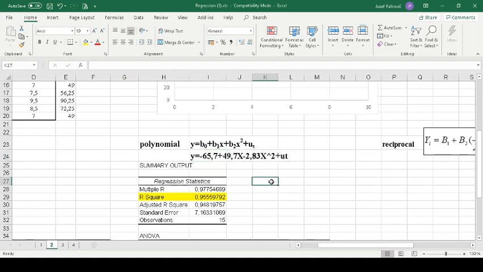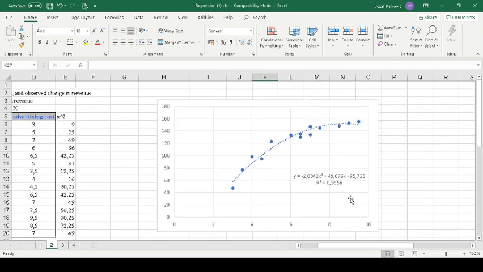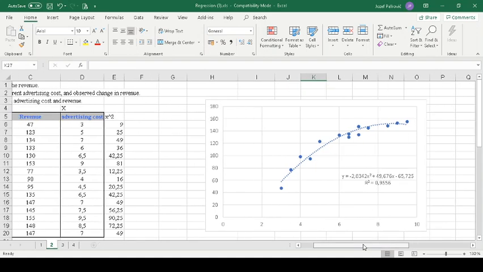So if you would like to predict revenues using this polynomial function, you could fill in here the advertising cost value for x and the advertising cost value squared for x squared, and you would get a prediction of revenues, which should be much closer to reality than the prediction in case of the linear function.